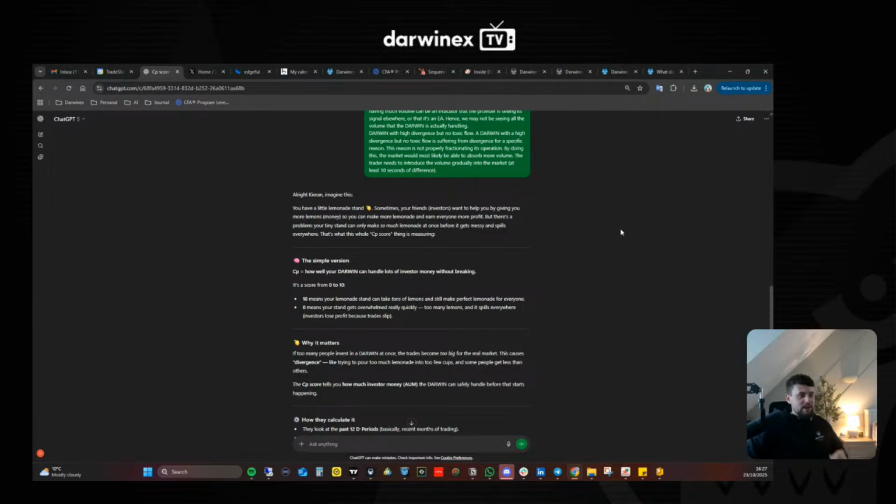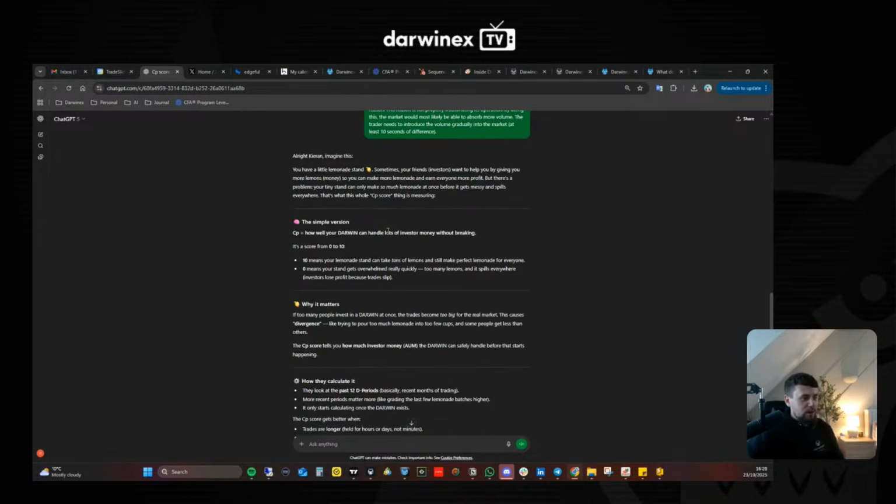This is what the capacity score is measuring. The simple version: how well your Darwin can handle lots of investor money without breaking. It's a score from 0 to 10. 10 means your lemonade stand can take on tons of lemons and still make perfect lemonade for everyone. Fantastic. Happy days. 0 means that your stand gets overwhelmed really quickly. Too many lemons and it spills everywhere.